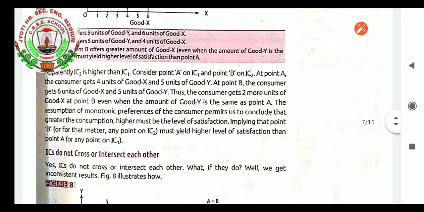I think now it is clear. Yesterday there was a disturbance, a storage capacity disturbance came, and it was not explained properly. Now I think it is clear. Apparently IC2 is higher than IC1. Consider point A on IC1. I will not explain anything more here. There is a PDF before you in which the same thing I explained now has been explained with the numerical values and the graph. You can make that numerical value and graph in your copy and write why the highest IC gives more satisfaction as compared to the lowest IC.